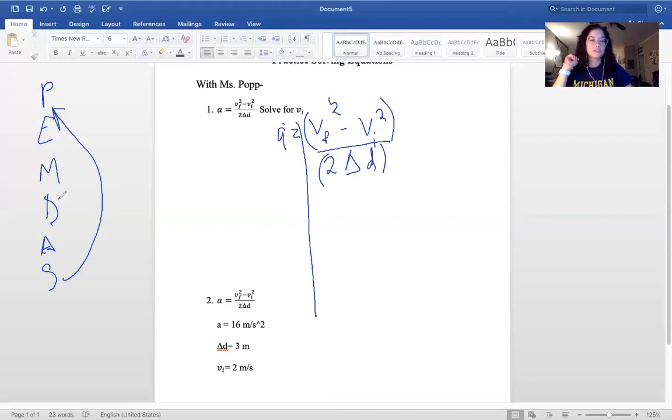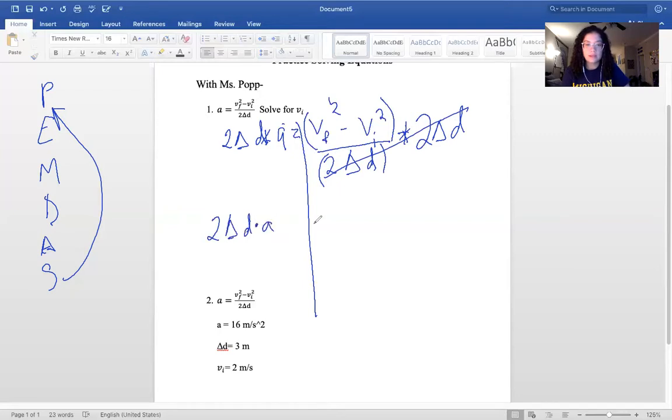Moving on, multiplication, division. I see there is some division, so I'm going to undo that division. To undo division, we have to multiply. I'm going to multiply by this whole thing because why not? It's easier. Why make more work? The more you can crank out in one step, as long as it's a good, clean, fair step, the better. So whatever we do to one side, we have to do to the other. So these will cancel, and we get 2 delta D times A equals VF squared minus VI squared.